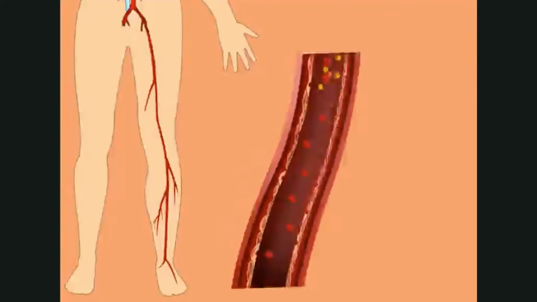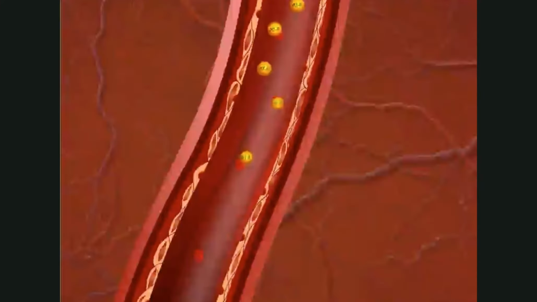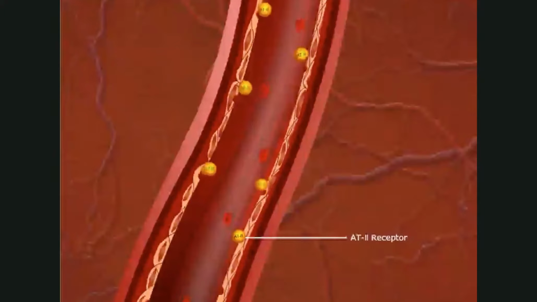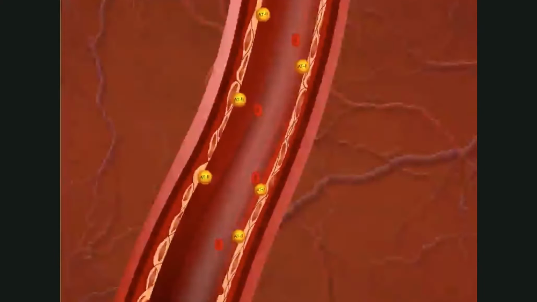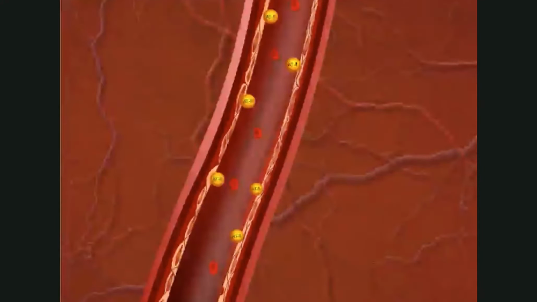Let's zoom in on a peripheral arteriole. Angiotensin 2 binds to its receptors in the blood vessels, causing vasoconstriction. This increases the total peripheral resistance, which in turn raises the systemic blood pressure and increases afterload.